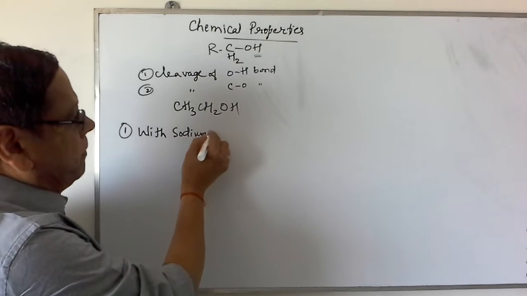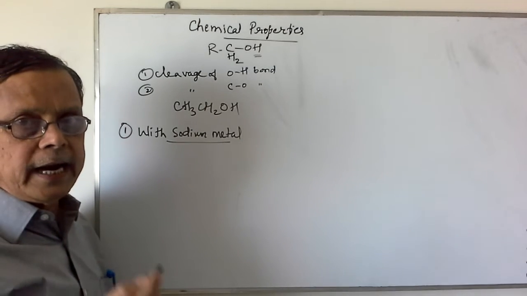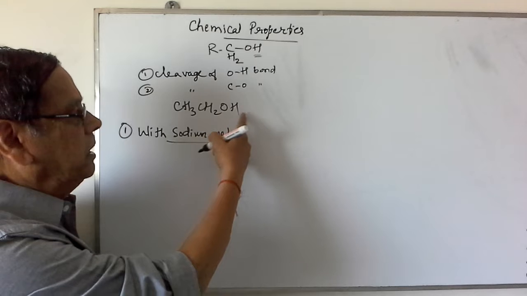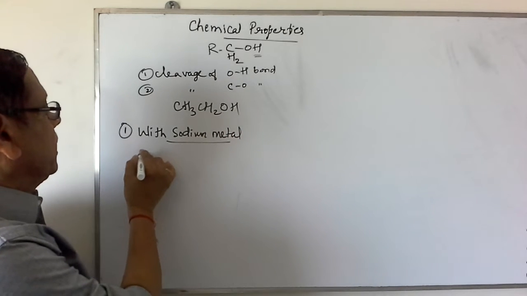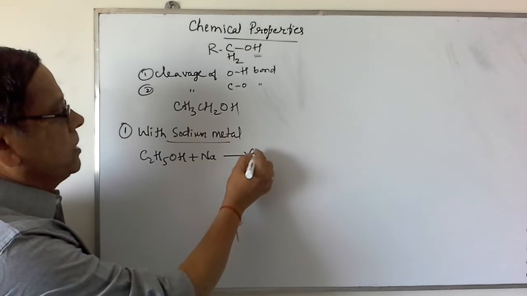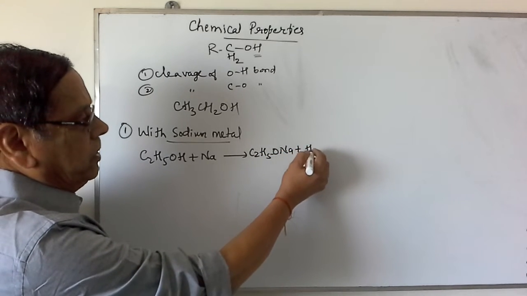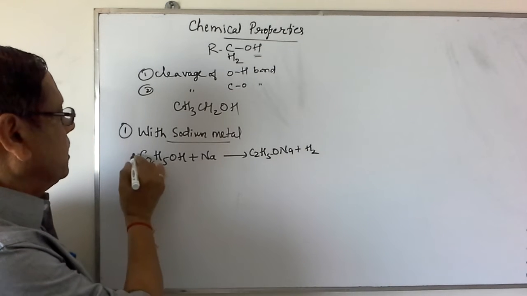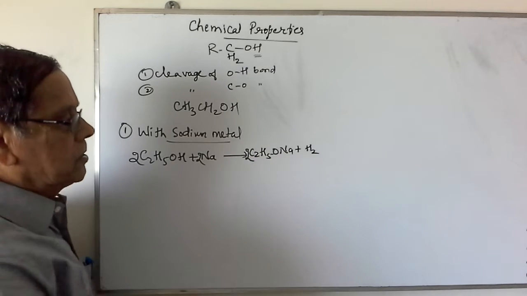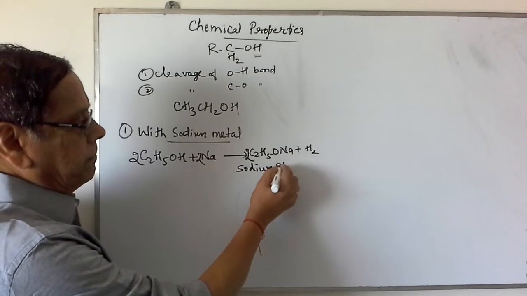With sodium metal. If you take an alcohol in a dry test tube and add a small piece of dry sodium metal, we observe a brisk reaction with the liberation of hydrogen gas. We can write this as C2H5OH plus sodium metal giving C2H5ONa, sodium ethoxide, with the liberation of hydrogen gas. To balance this reaction we have to take two molecules of ethyl alcohol and two atoms of sodium metal, so that we get two molecules of sodium ethoxide.